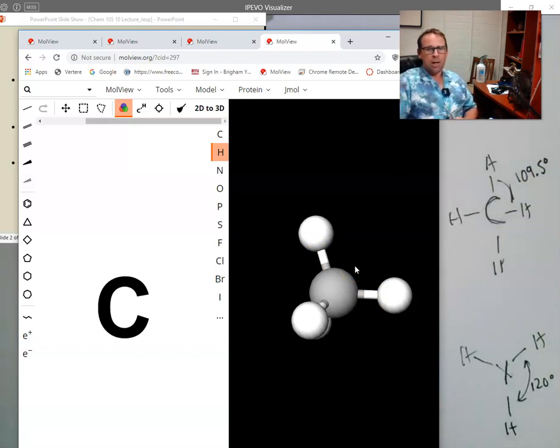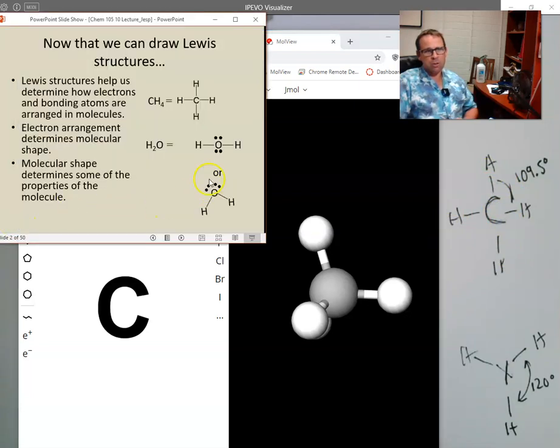109.5 degrees. And we can tell that angle simply by the regions of electron density that are around the central atom. So, for example, here, this water molecule. Katie Thomas, how many regions of electron density are there around this oxygen in this water molecule?